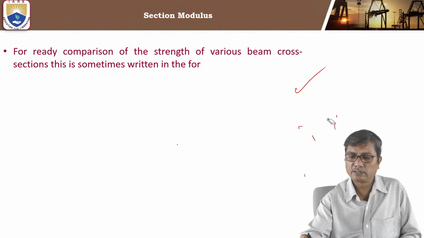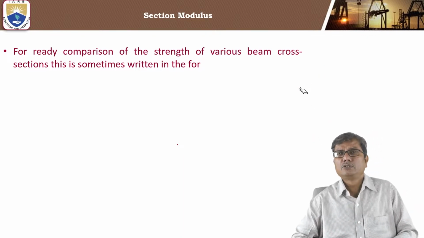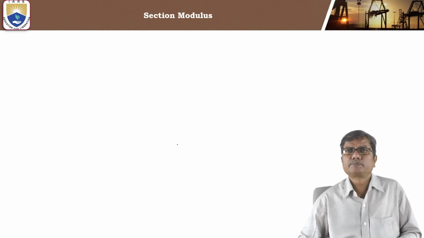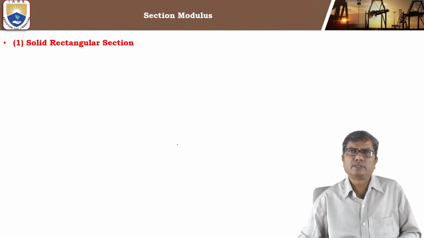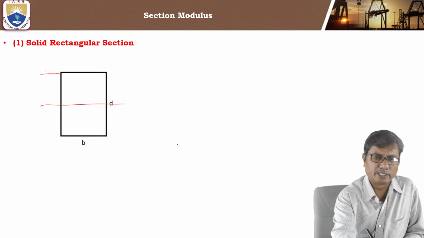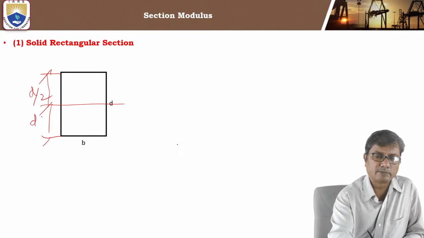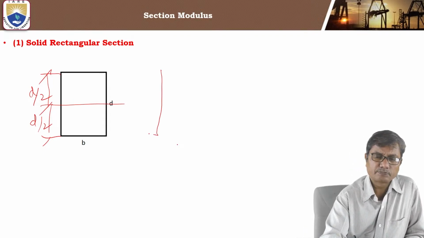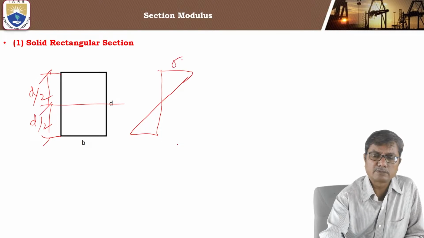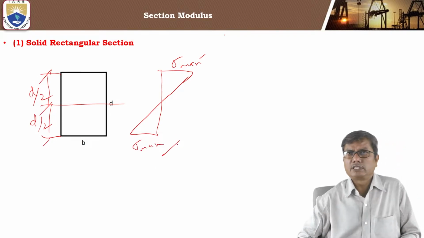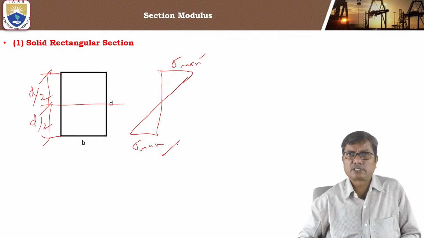In the last session, we saw the section modulus for standard basic shapes, such as the solid rectangular section. For this, the neutral axis lies at the middle because it is symmetrical. So the maximum distance of the extreme fiber is d by 2. The stress variation will be linear, with maximum at the extreme fiber. Because of symmetry, the maximum negative and positive stresses are equal.